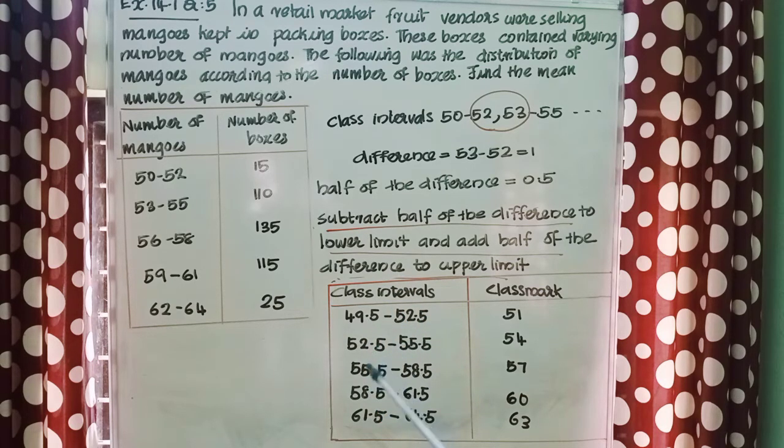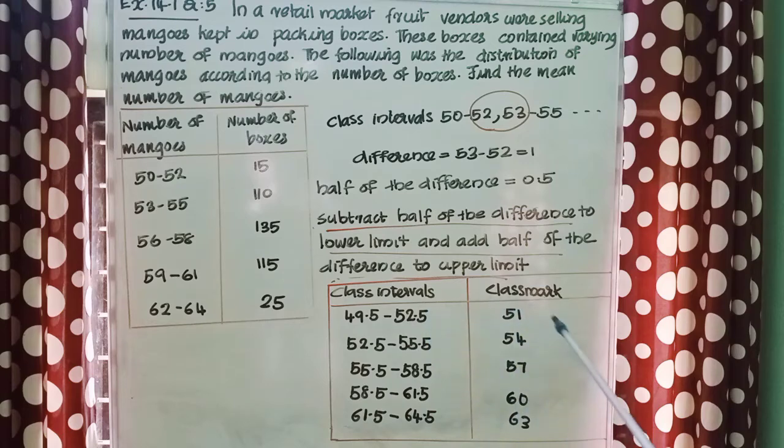Third is 55.5 to 58.5. Next one 58.5 to 61.5. Next one 61.5 to 64.5. Now you can see there is no gap between the class intervals. That means we made the class intervals continuous.